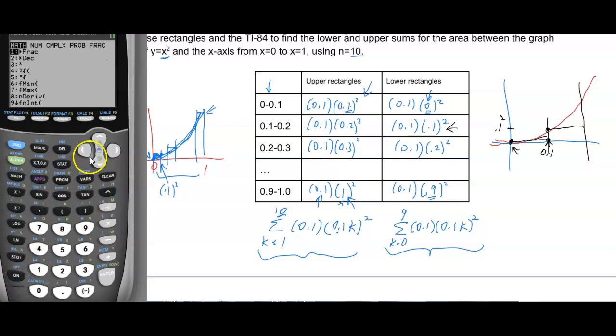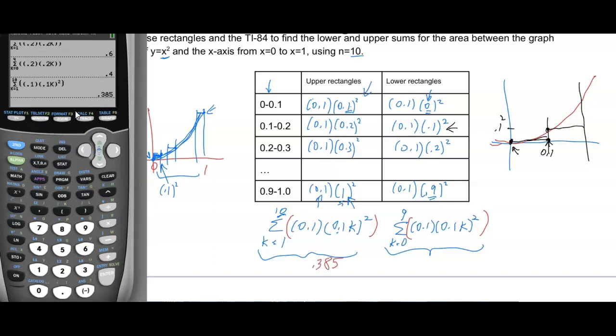So I go to math and then I go up, because sigma is almost at the end. And then I put k, alpha k, 1 through 10. And then I'm going to put extra parentheses, because remember, when we do sigma, it requires an extra set of these red parentheses on the calculator. So I'm going to put 0.1 for the width. It's always 0.1 in this case. And then I'm going to put 0.1 times k, close parentheses, and then I'm going to square. Okay, enter. So my estimate is 0.385. So that is the upper rectangles estimate.